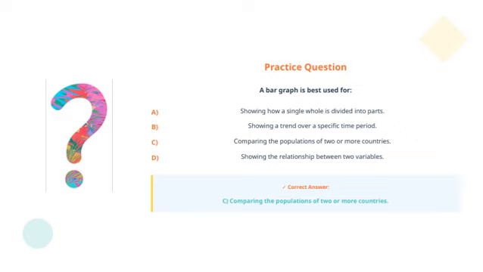The main idea here is that bar graphs shine when you need to compare parts of a whole or different categories side by side. They help us quickly grasp the relative size of each group, making them very useful in many contexts. So, when your goal is to compare populations across countries, a bar graph is typically your best option.